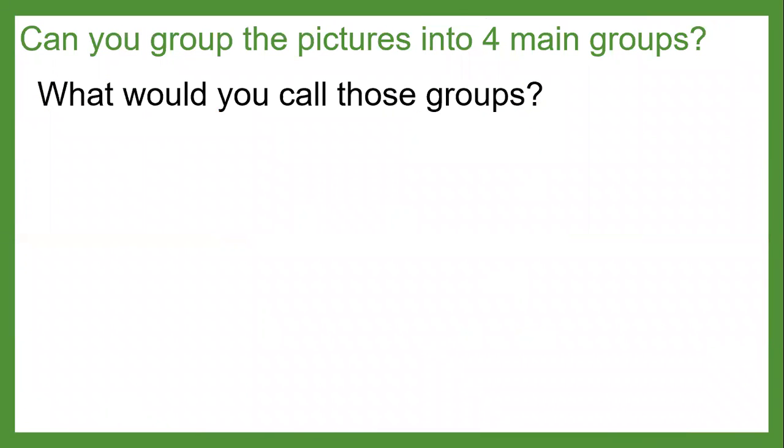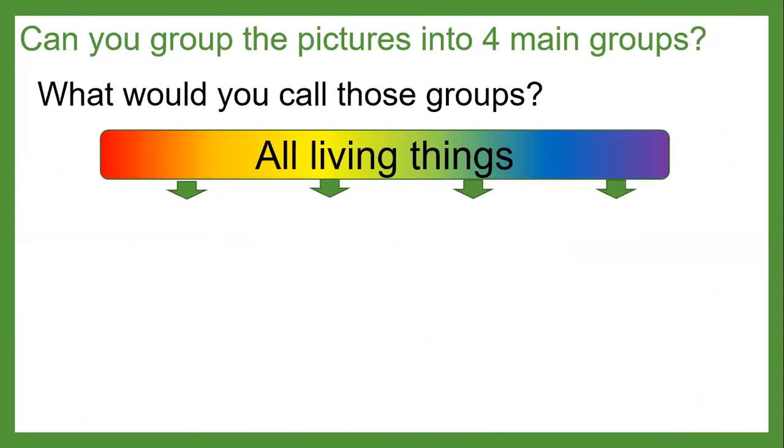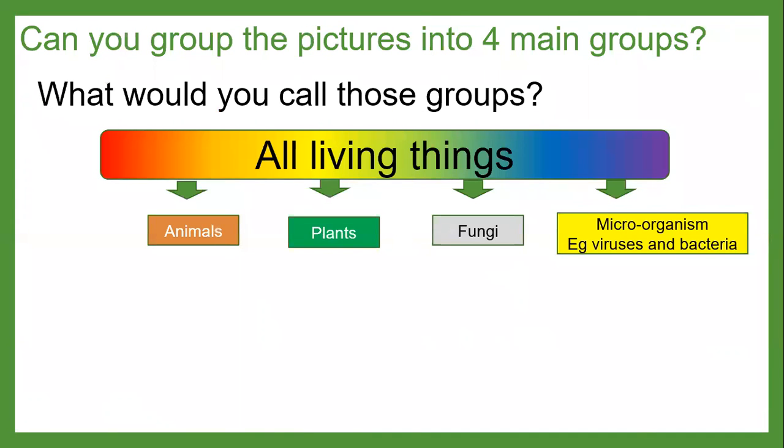Can you group the pictures into 4 main groups? What would we call these 4 main groups? Well, what we'd call these 4 main groups would be animals, plants, fungi, and microorganisms. We said that a minute ago. Okay, fungi would be mushrooms.